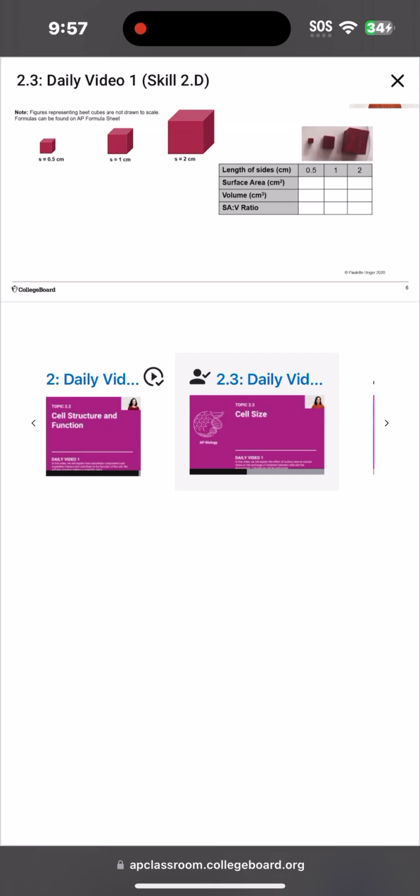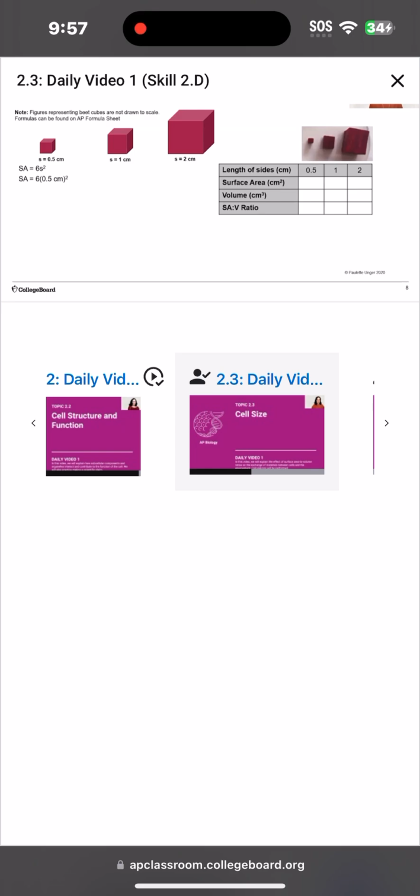So I'm going to calculate the surface area and volume for the smallest cube to show you how to apply these equations. So the surface area of a cube is 6 sides squared. We have side squared of one face, and there's 6 faces to the cube. So we're going to multiply our side squared by 6. So we have 6 times 0.5 centimeters squared.